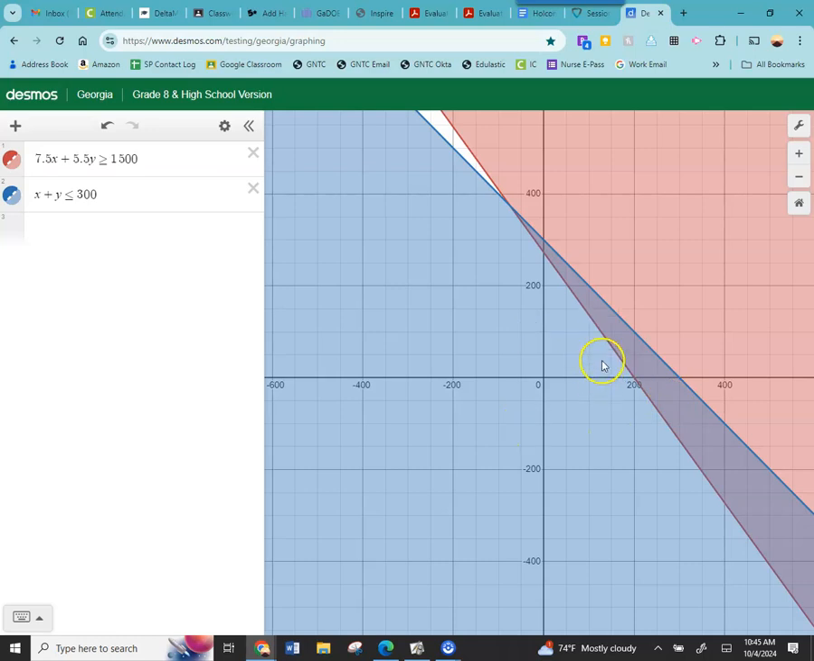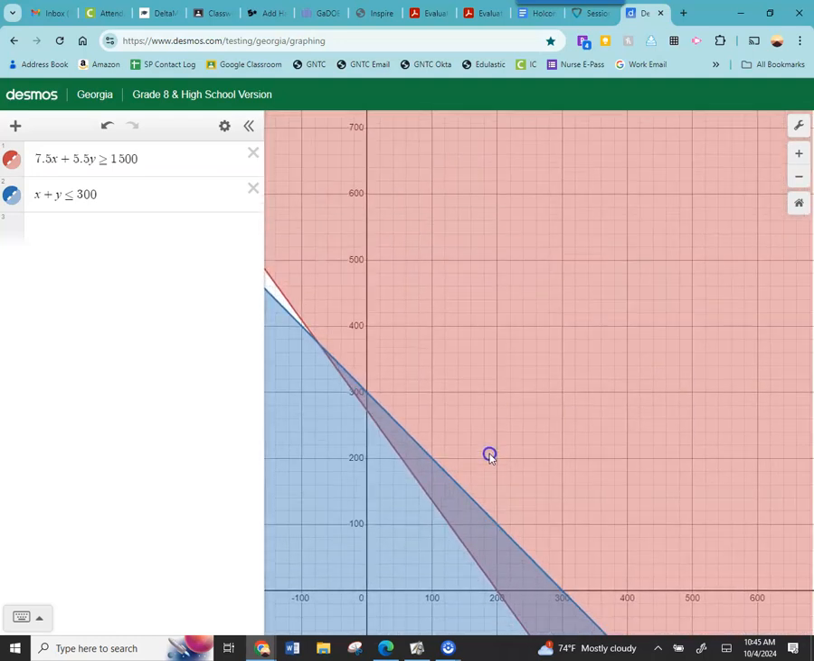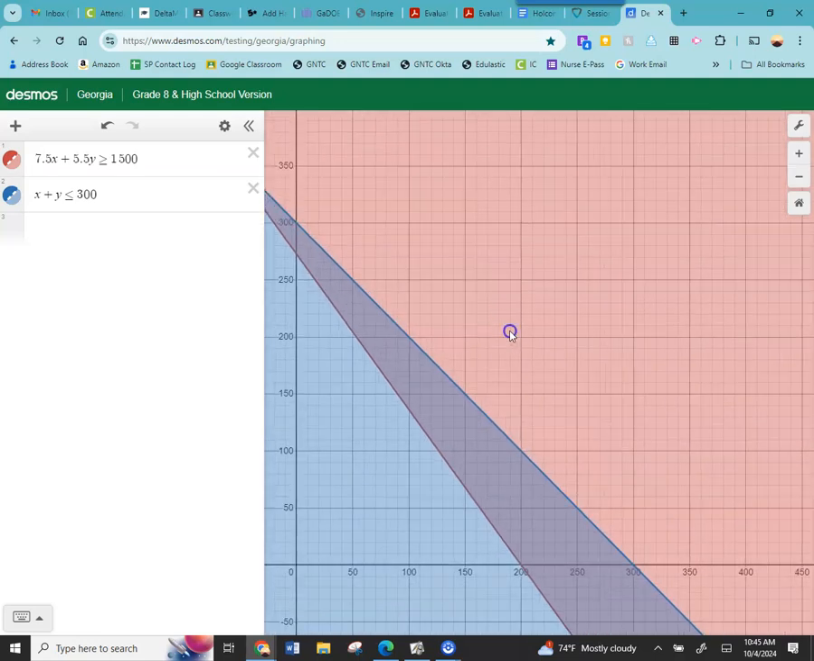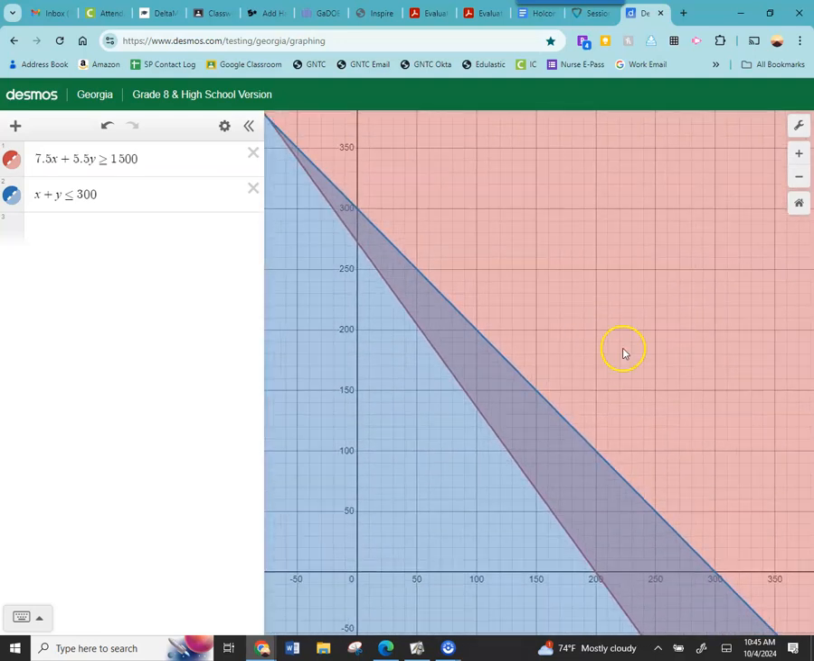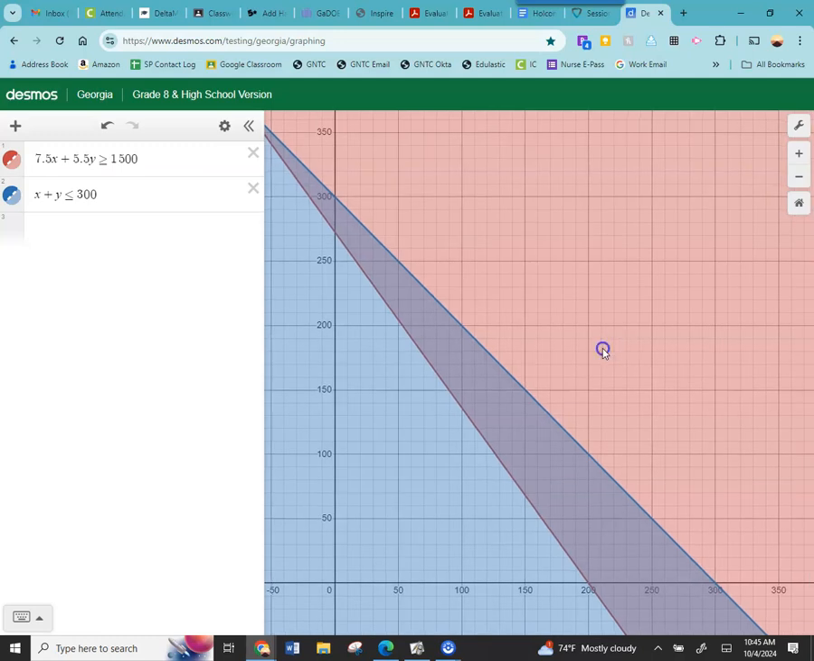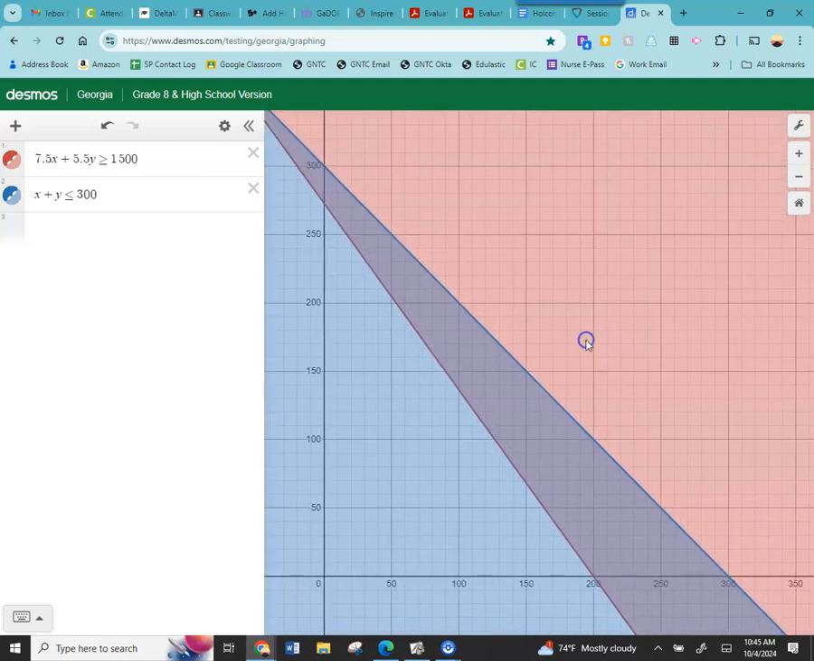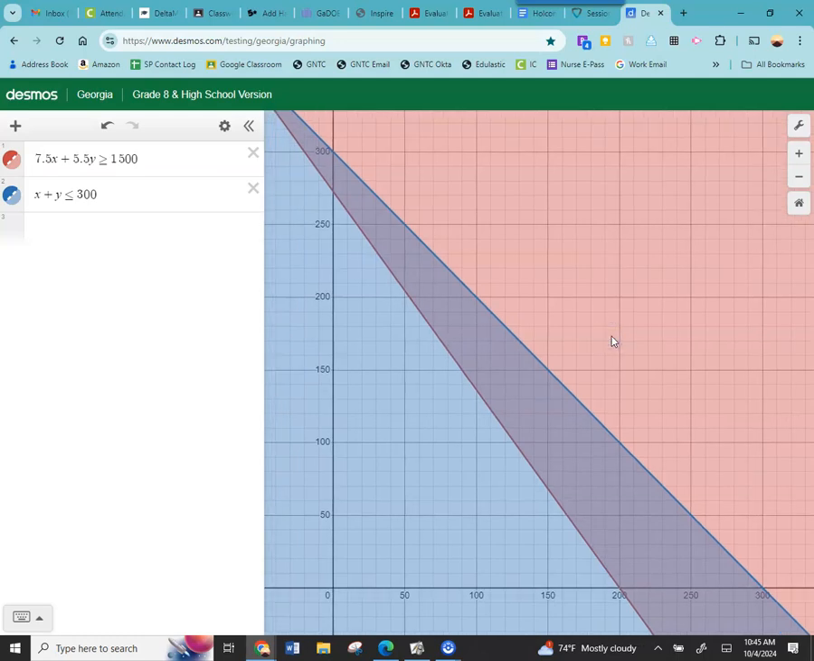Which quadrant am I interested in? I'm only interested in the first quadrant. Why? That's where our solution region is, but we're talking about what here? Feasible region, but what type of numbers are we allowed to use here? Positive whole numbers, because we're talking about selling tickets, okay?